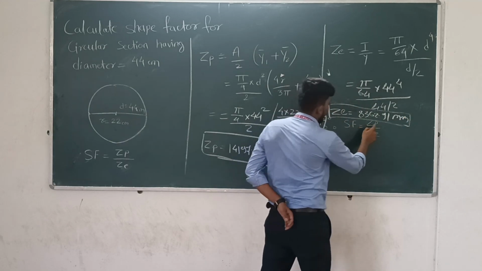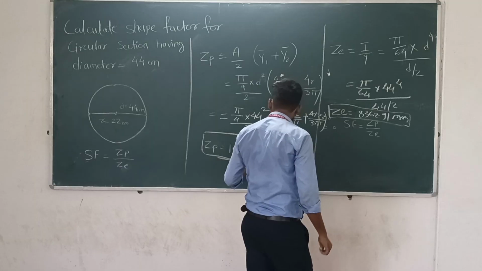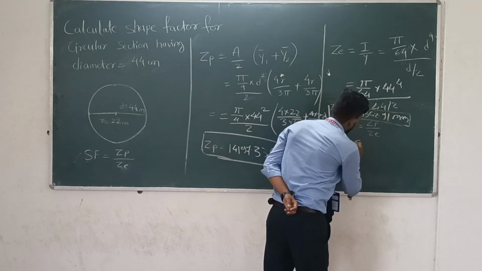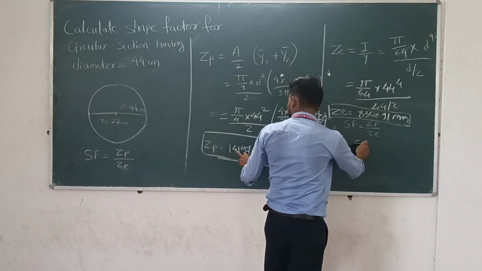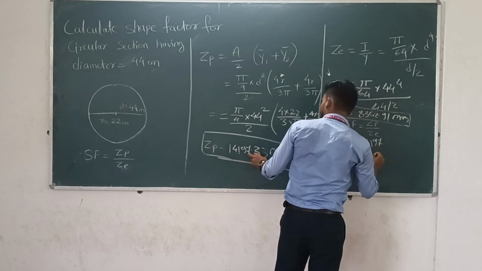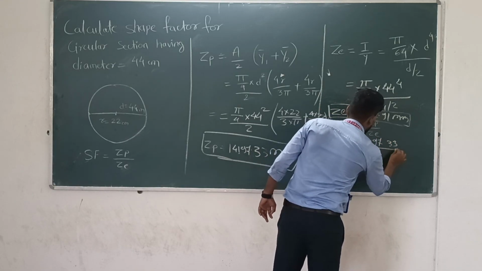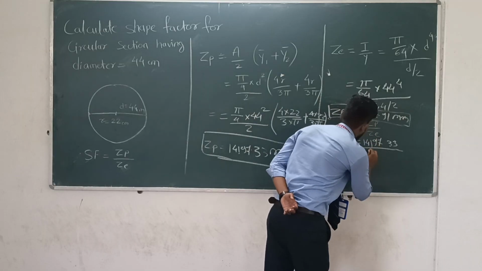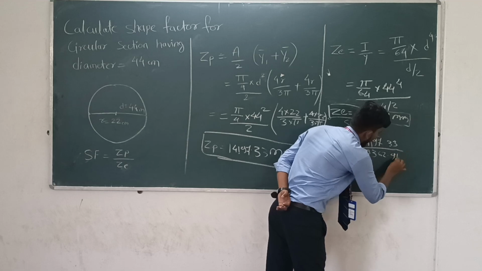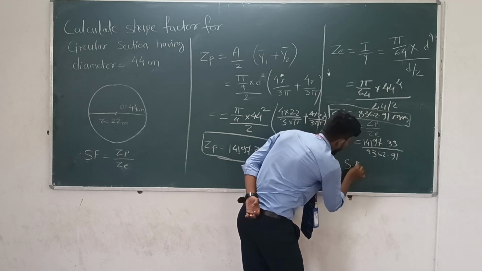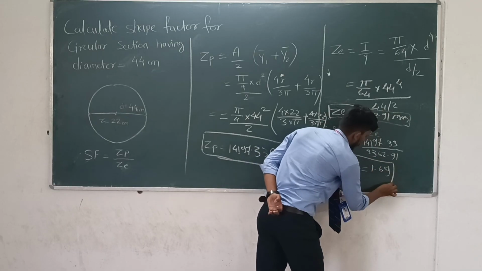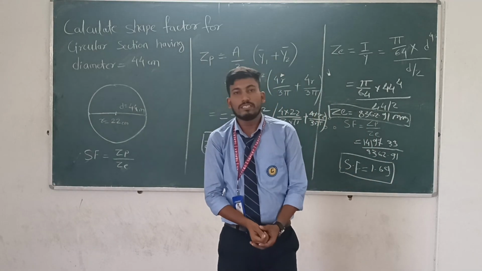The shape factor is Zp divided by Ze. Zp is 14197.33 mm cube and Ze is 8362.91 mm cube. Putting the values, Zp, 14197.33, divided by 8362.91, the shape factor is 1.7. Thank you friends for watching all my videos.